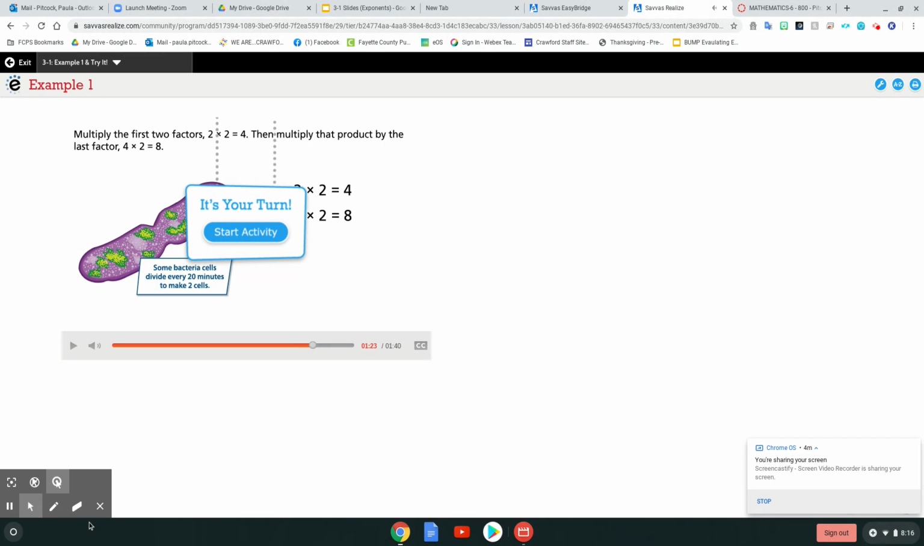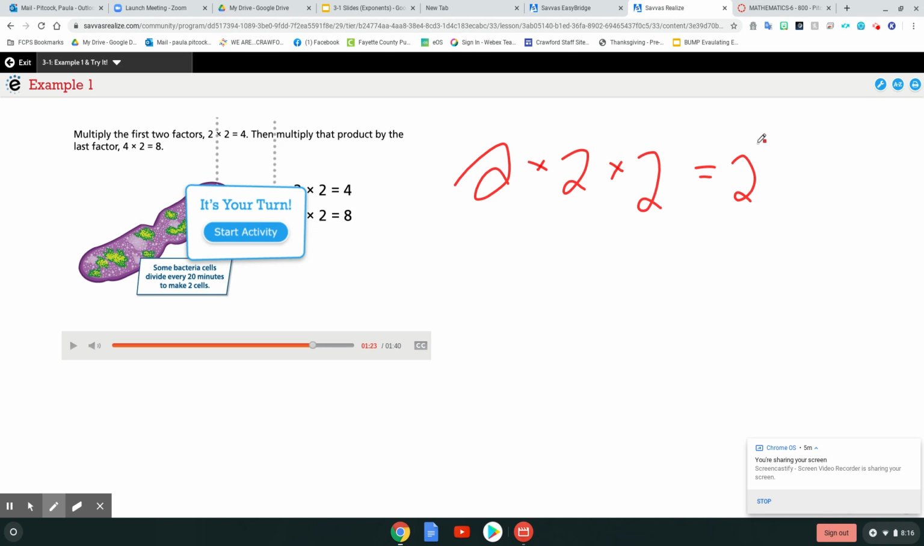Okay, so we're not going to do this activity, but what I want to show you is I'm writing with my trackpad. I don't have my mouse right now. So we had 2 times 2 times 2. That's what we want to work out. That's the same as 2 to the power of 3. So we are actually going to be using our calculator to answer most of these questions, but sometimes you may not have a calculator and you can work them out on your own.